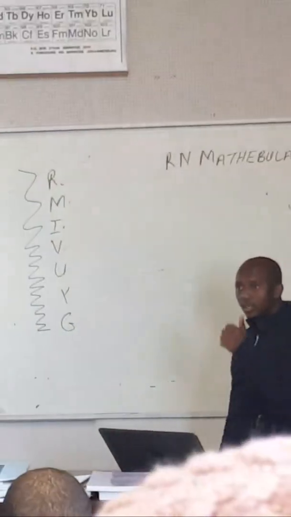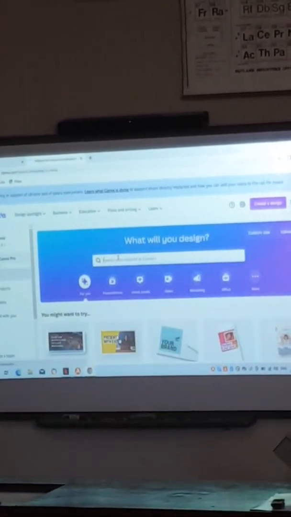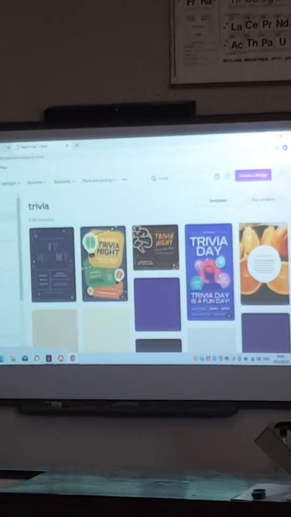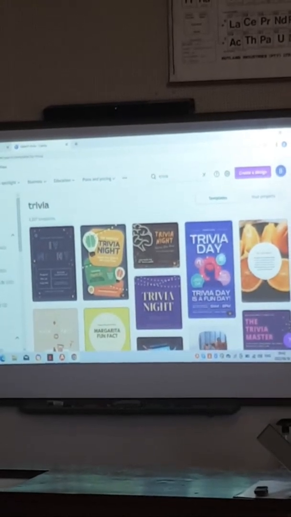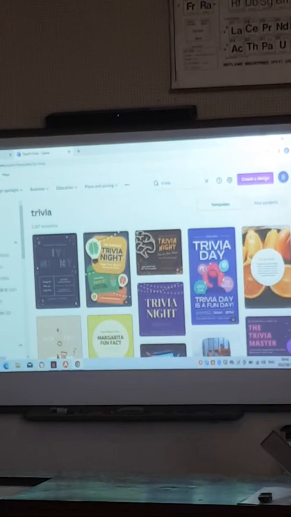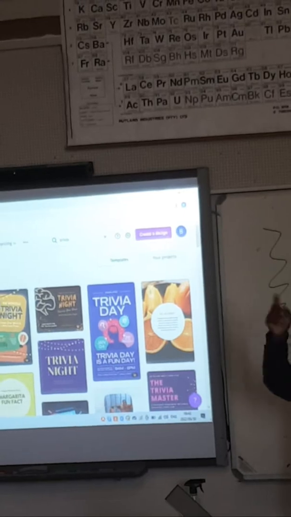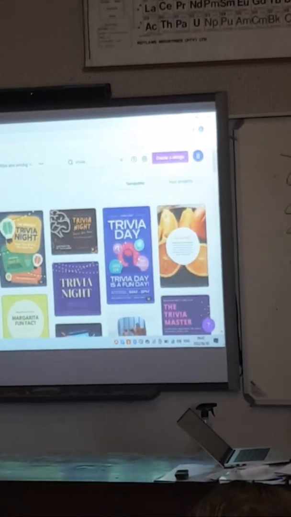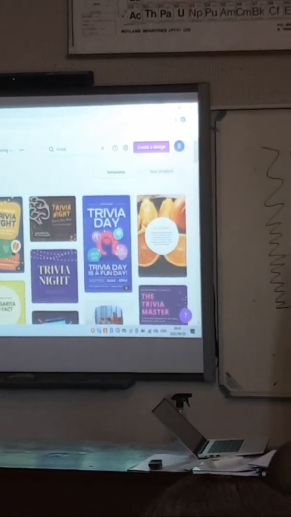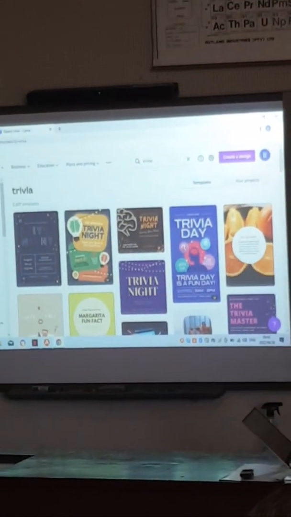Then you go and type Canva and hit enter. Sign in, yes. Go to sign up. It will show two options: it's either you sign up with Gmail or your Facebook. Just choose your Gmail. This is the way.